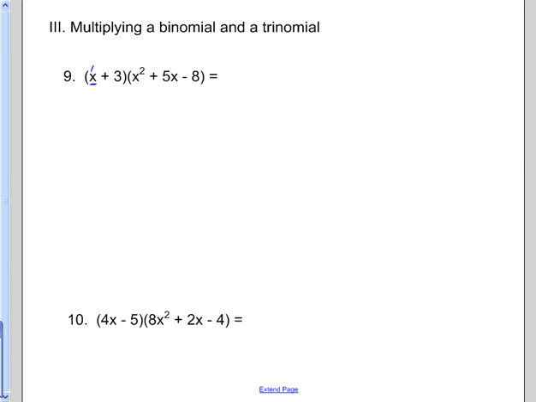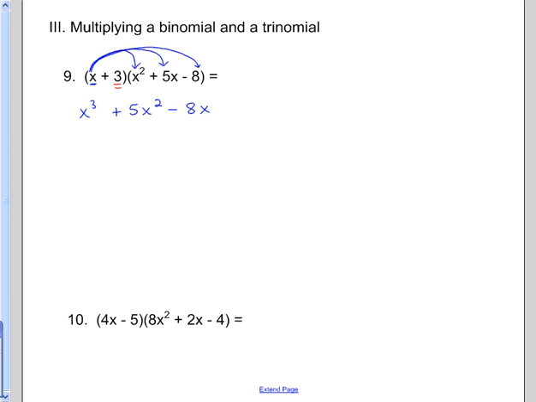So that would mean x times x squared would be x cubed. X times 5x would be a positive 5x squared. And x times negative 8, which would be a negative 8x. Okay, but that would only be half of my problem. Now I go back and I distribute the second number in the binomial.